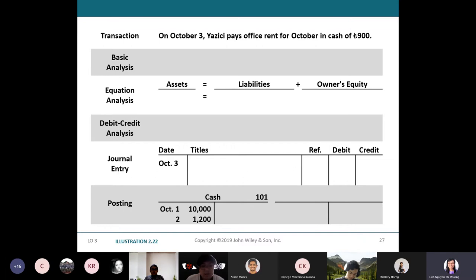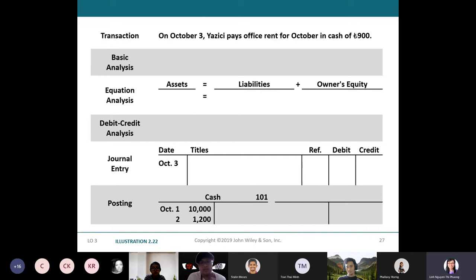Hello, Min. On October 3, pay office rent for October in cash of 900. Okay, Min, so what increase or decrease? We pay money for the office rent. What do you think? So the assets is increase. The assets decrease, good.